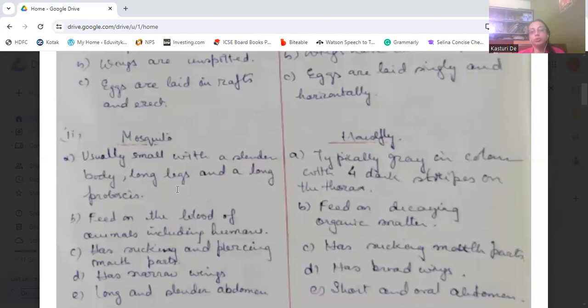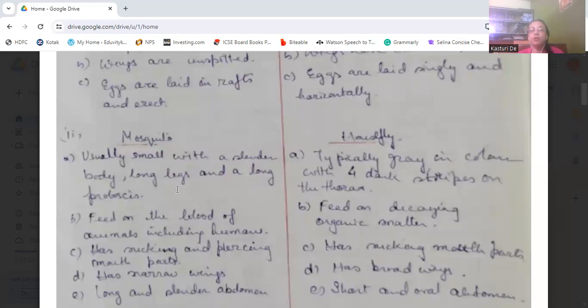Then mosquitoes feed on the blood of animals, including humans. But houseflies do not feed on the blood of animals; they feed on decaying organic matter. Mosquitoes have sucking and piercing mouth parts, whereas houseflies have sucking mouth parts, not piercing, only sucking. Mosquitoes have sucking as well as piercing, that's why their proboscis is pointed.